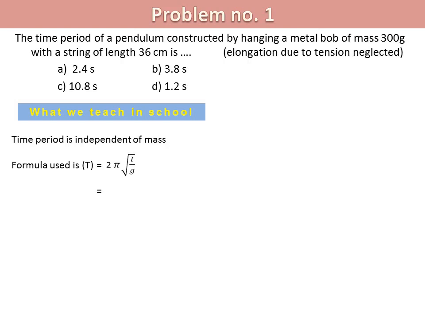The students start substituting the value of pi as 3.14 and the given length is converted into meter as 0.36 meter, and approximate value of G is taken as 10 meter per second square. He multiplies the value and he gets 6.28 into root 0.036, and the units after cancellation become second.